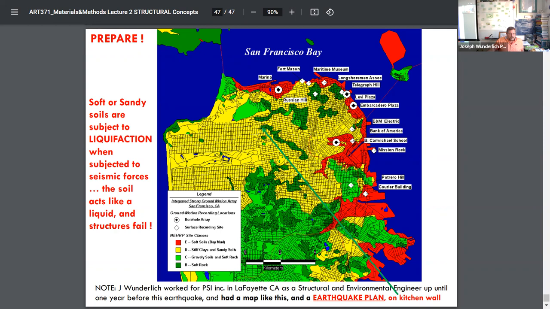Oh, yeah, I would say here, I had a map on the kitchen wall of the earthquake plant. Everybody thought that was a bit much, but yeah. Okay.